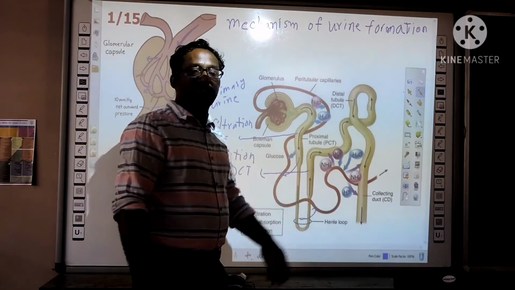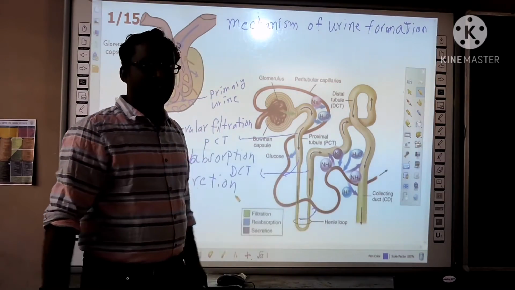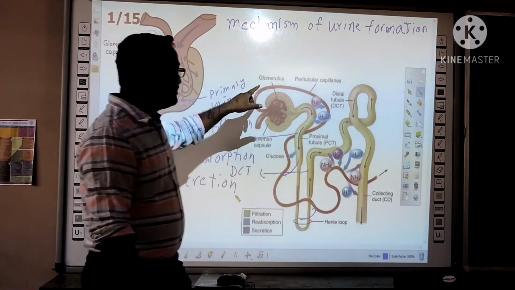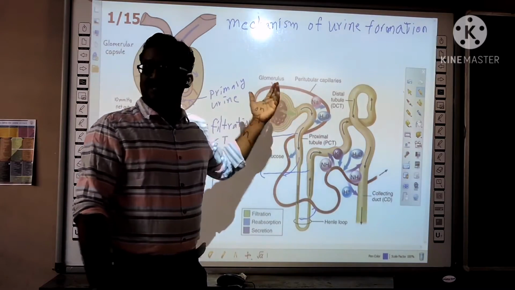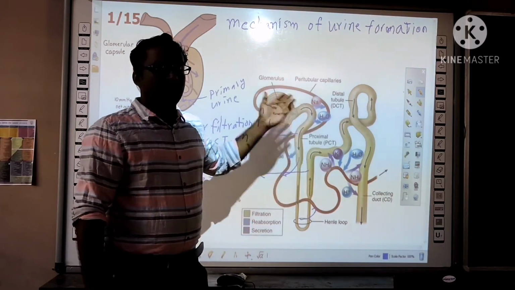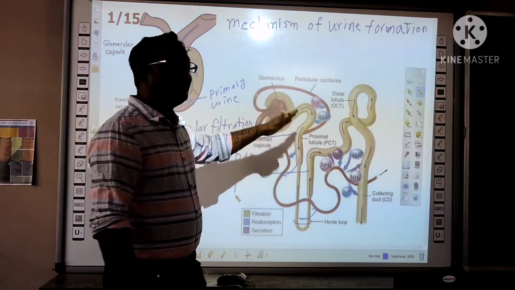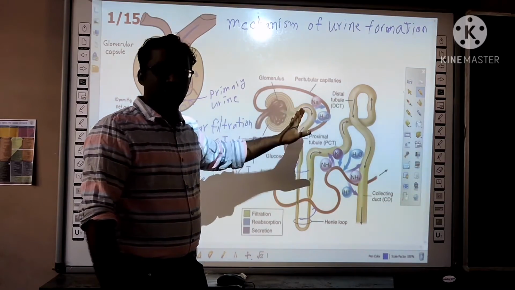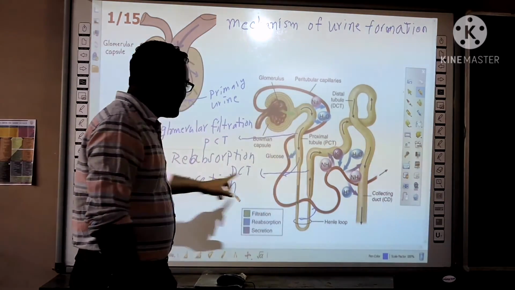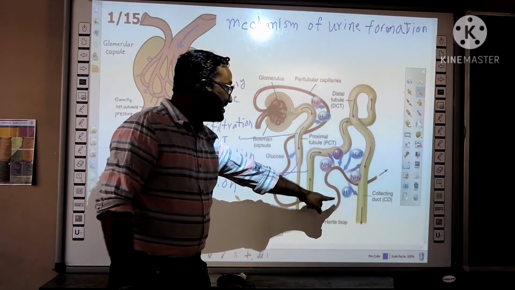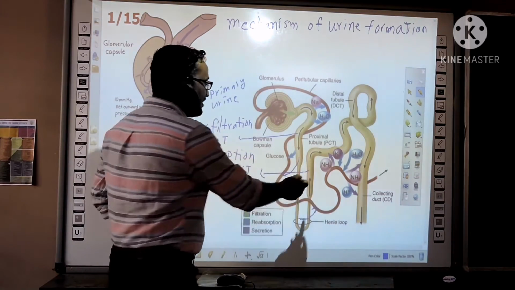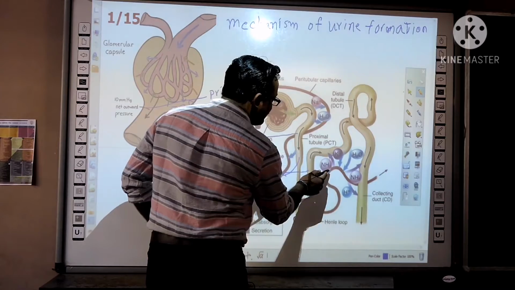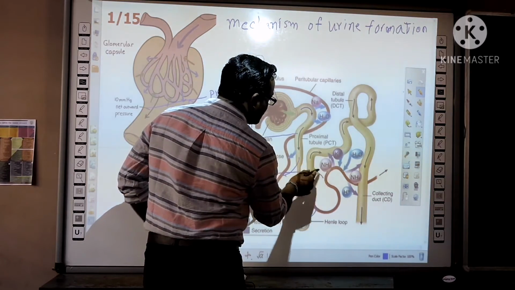Tubular secretion is another type of filtration method. Already in the Bowman's capsule, filtration occurs, right? The waste material is separated from the glomerulus. In tubular secretion also, the waste material is secreted from the peritubular network to the DCT.